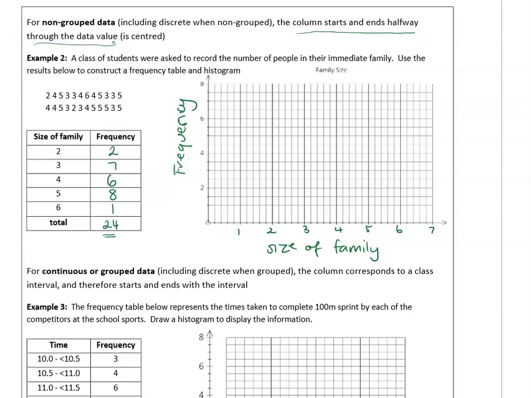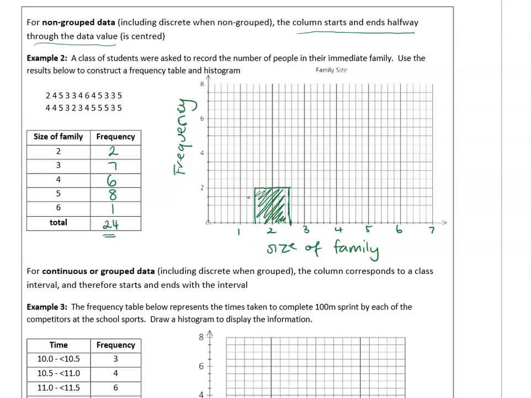Okay, so what that means, I'm going to draw the column for family size of 2, which means the number 2 on the scale is going to be in the middle of the column. So I'm going to draw my frequency up to 2, and not a very straight line. Try again. So there is my column for a family size of 2. So the number 2 is in the middle, the column sort of goes either side of it.